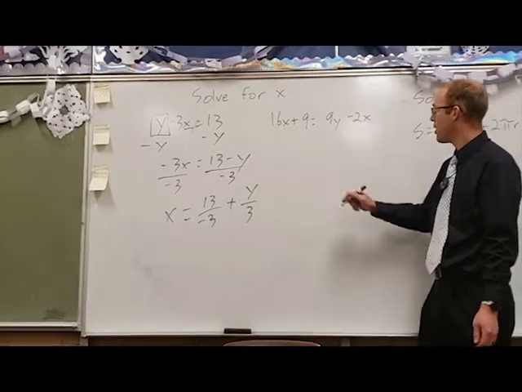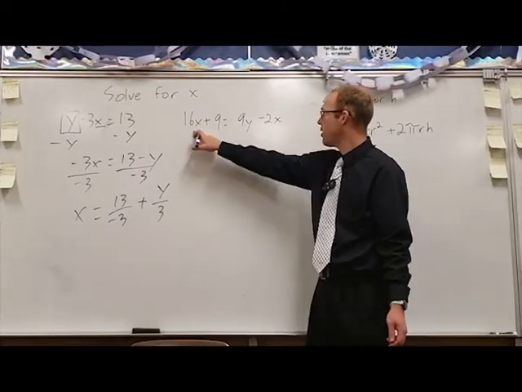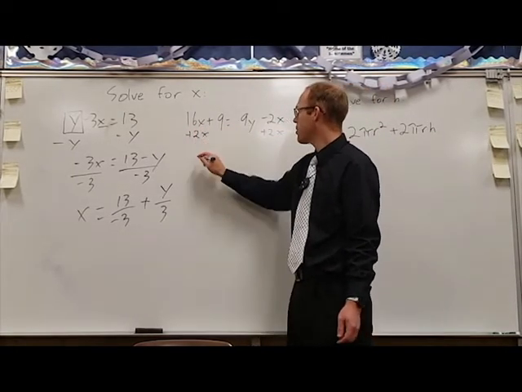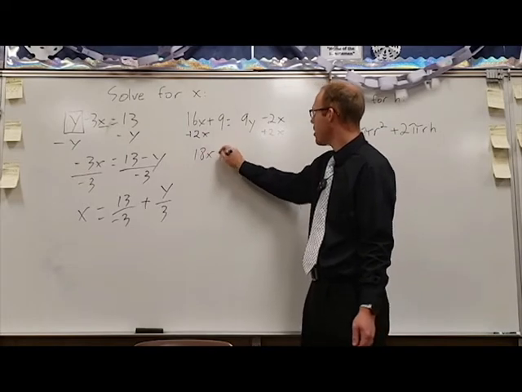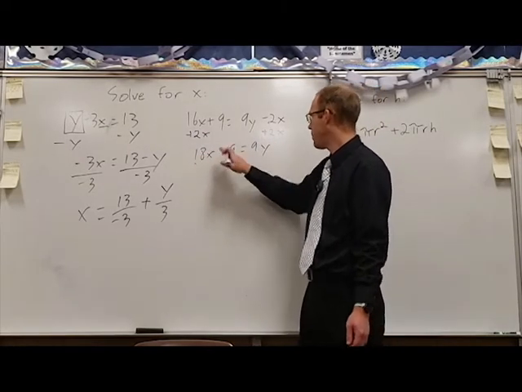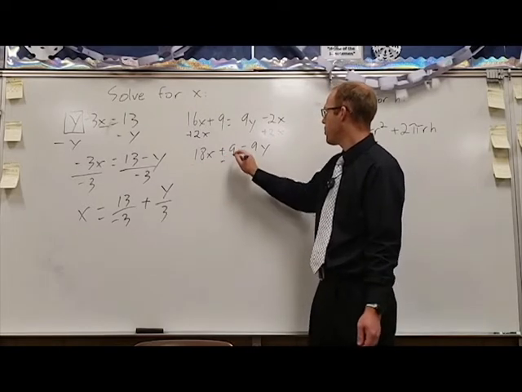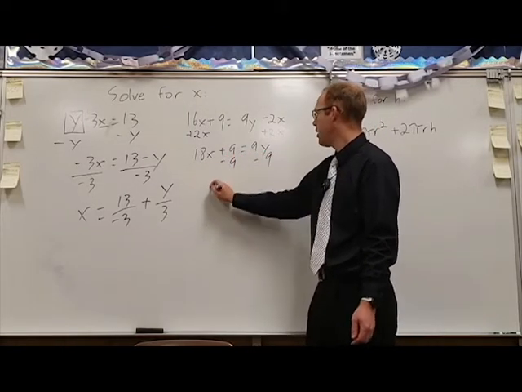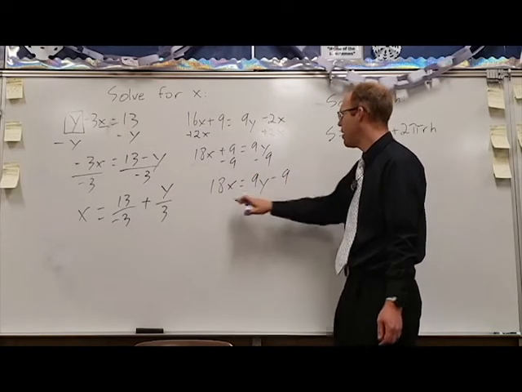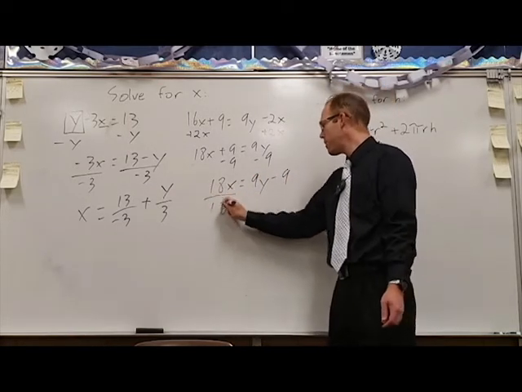All right, let's solve for x here, which means we need to get the x's together. So let's add 2x over on this side. Add 2x, we get 18x plus 9 equals 9y. Let's eliminate this term. So we'll subtract 9. We get 18x equals 9y minus 9, and finish this out by dividing by 18.